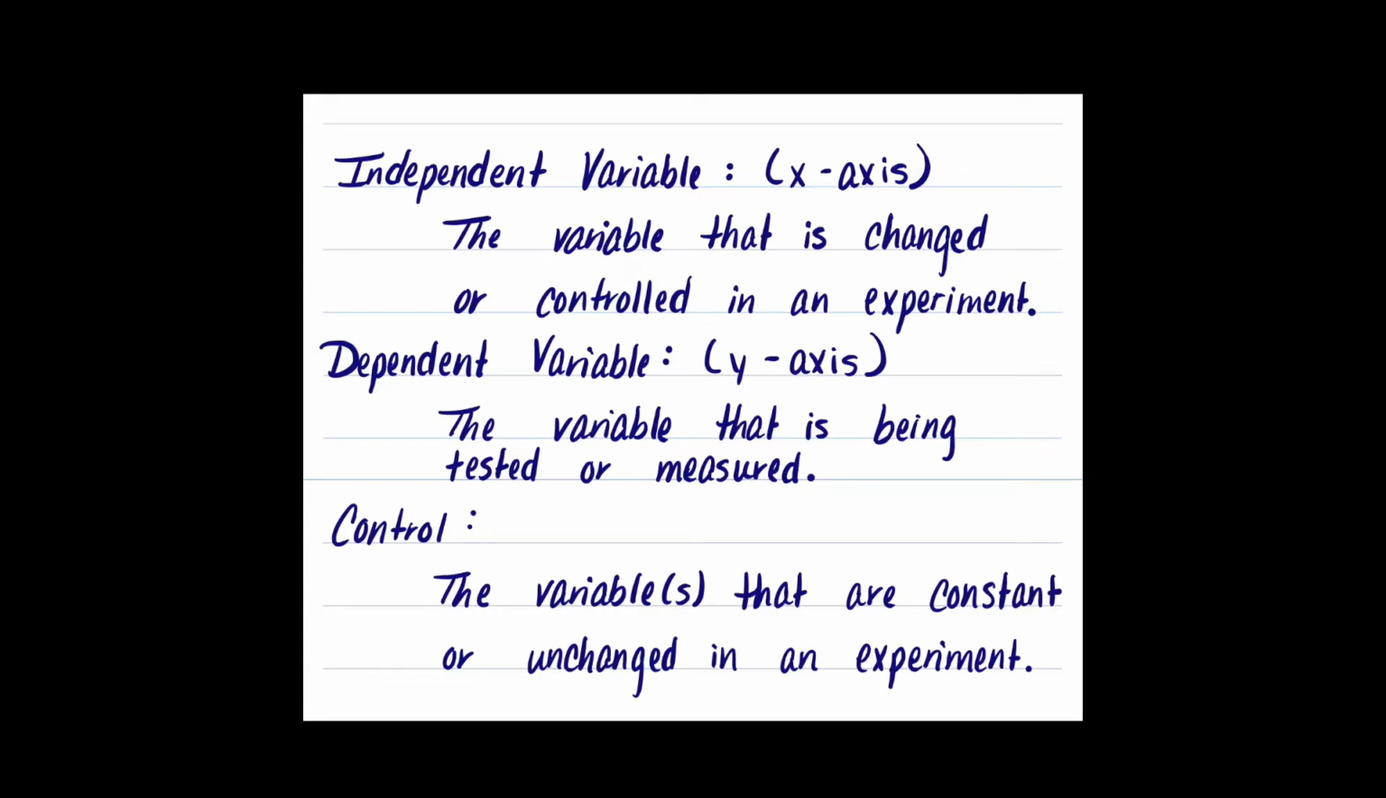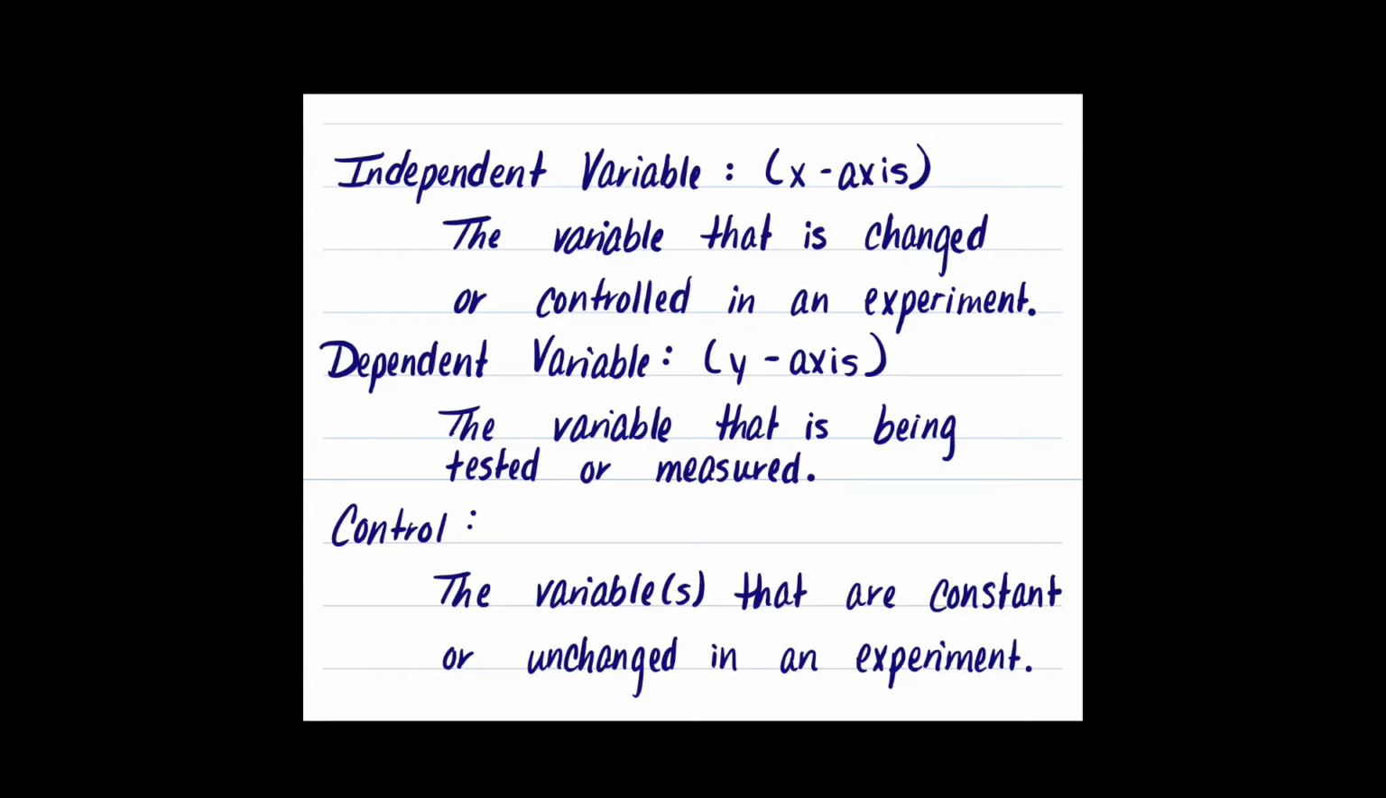A controlled experiment works with one variable at a time. If several variables are changed at the same time, the scientists would not know which variable is responsible for the observed results. An independent variable is the variable that is changed or controlled in an experiment. If it is graphed, it will be on the x-axis. The dependent variable is the variable that is being tested or measured. It depends on another variable. It would be on the y-axis if it was graphed.